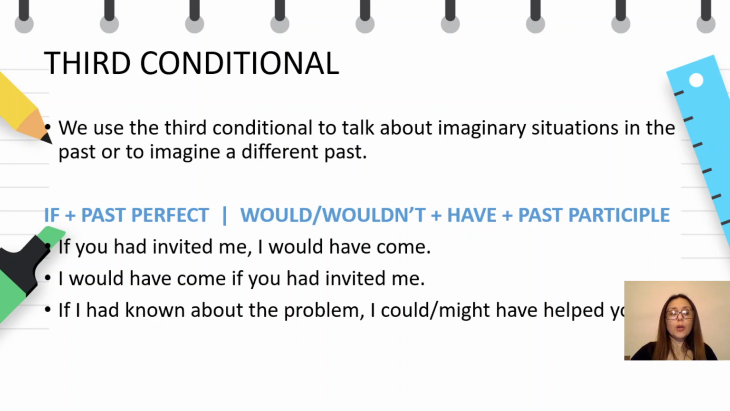We can also use other modal verbs instead of would. For example, if I had known about the problem, I could have helped you, or I might have helped you.